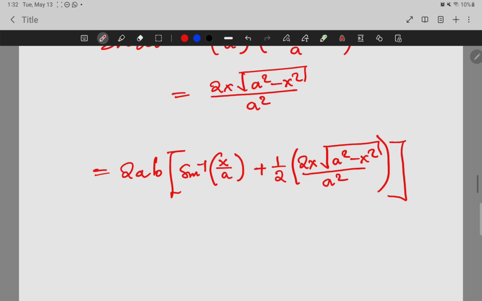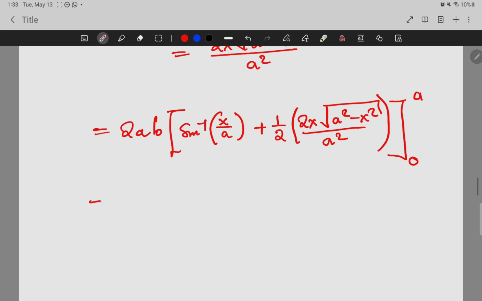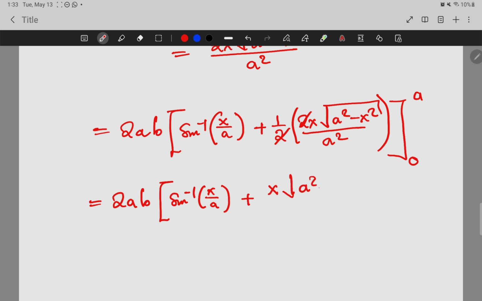So we'll close this up and bring back the limits of integration. Remember, the smallest value of x was 0. The highest value of x was a. Let's simplify the expression there in the brackets. This will still be sine inverse of x over a. But this 2 and this 2 will cancel out, leaving us with x root of a squared minus x squared over a squared. Then you have 0 to a.